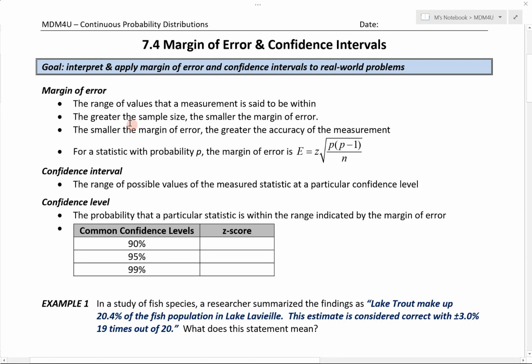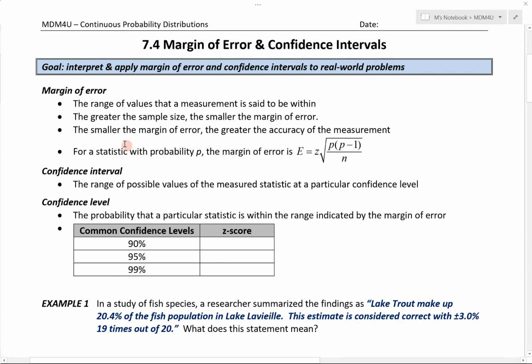Now, when you're talking about margin of error, we are interested in having as big a sample size as possible, the biggest number of people doing our survey, or the greatest number of measurements taken. Because the greater the sample size, the smaller your margin of error is going to be. The smaller the margin of error, the greater the accuracy. So if there's less error in your measurement, then it's more accurate.